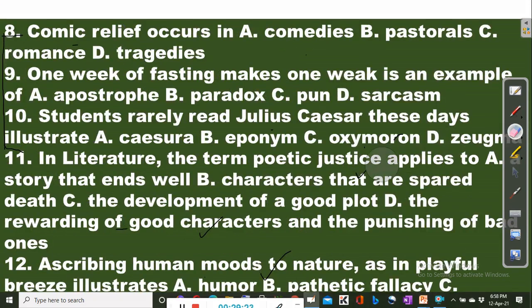Question number eight, but first let's wipe our marks so that we won't mistake them for fresh ones. Now, question number eight, comic relief occurs in A, comedies, no. B, pastorals, no. C, romance, no. D, tragedies, yes. A tragedy is a work of art that handles a very serious issue, and it involves serious conflict confronting the central character, probably threat to life, or even in some cases you find people being killed.